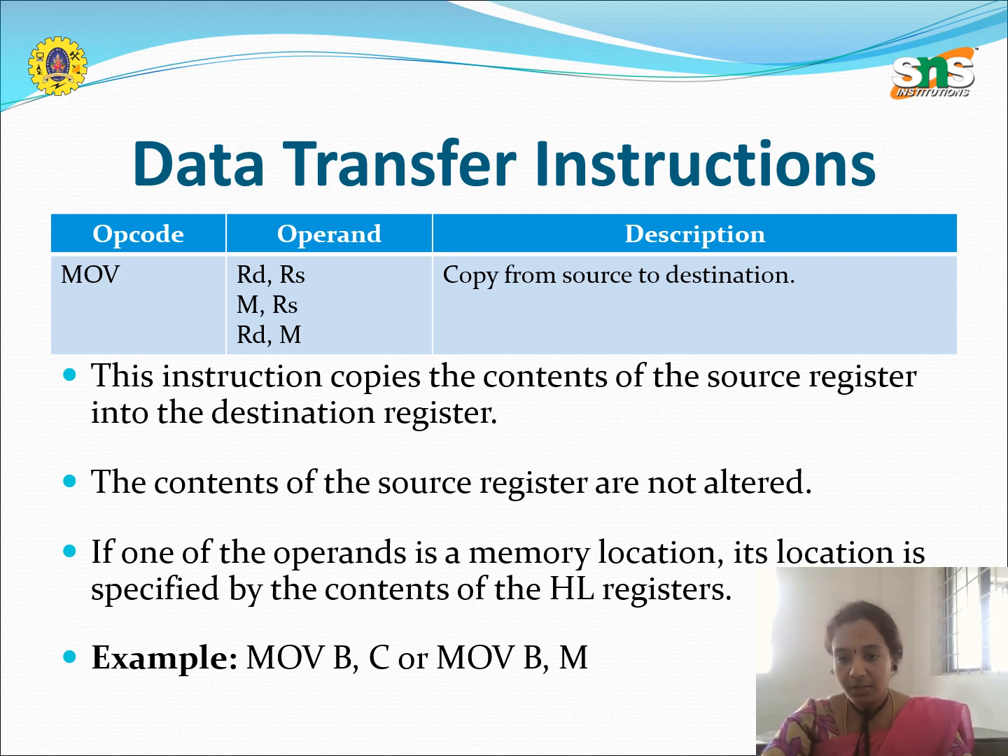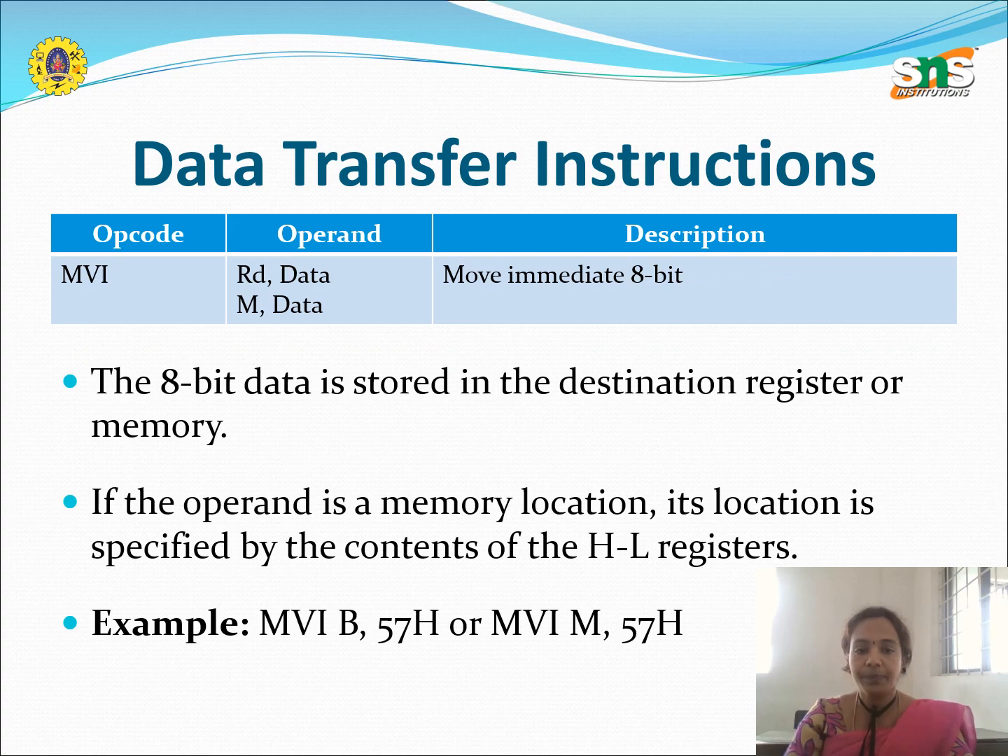So the exact instruction is MOV B, C. Or the second instruction is MOV B, M. The content in the register C will be moved to B register with the first instruction. With the second instruction, the content from M or the memory location will be moved to the B register. So that is the main purpose of these data transfer instructions.